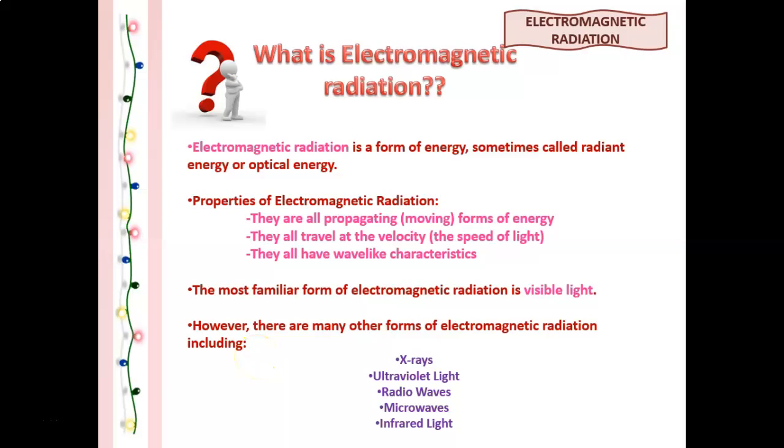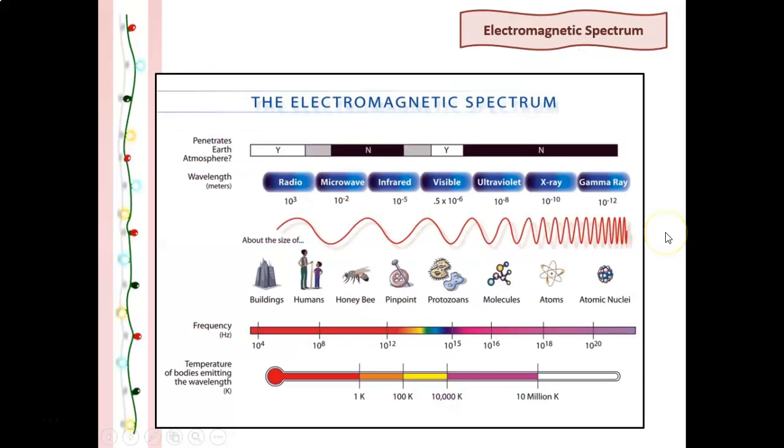The most familiar form of electromagnetic radiation is visible light, however, there are many other forms of electromagnetic radiation. As we mentioned earlier, we have X-ray, UV light, radio wave, microwave, and also the infrared. And this one we have covered in the previous.